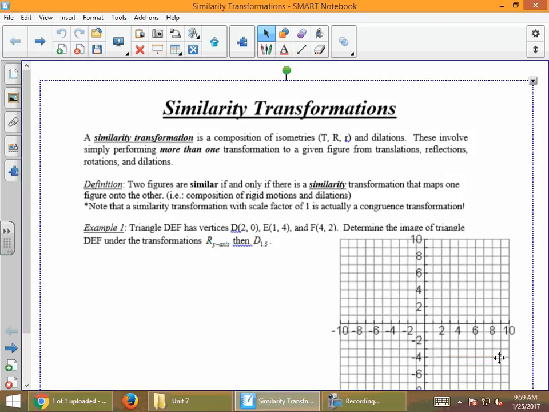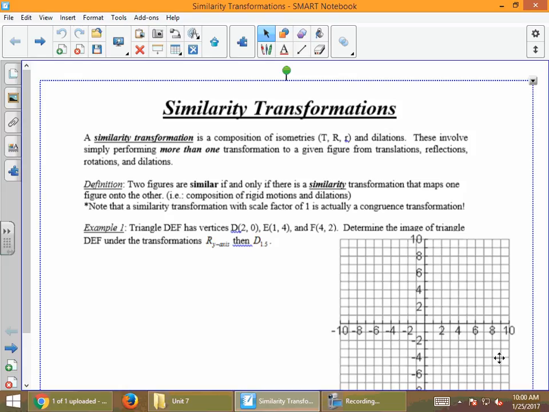Section. We're going to talk about similarity transformations. Yesterday, we did congruence transformations. They're very similar, but with one slight difference. A similarity transformation is a composition of an isometry, meaning a rigid motion, so translation, reflection, or rotation, just like what we did yesterday, and a dilation. In order for it to be a similarity transformation, you have to do a dilation. If you don't do a dilation, then it's a congruence transformation.